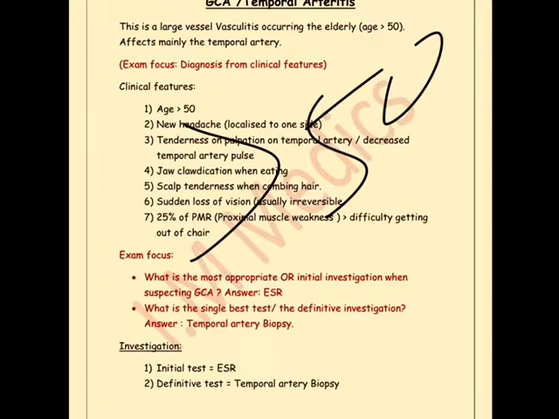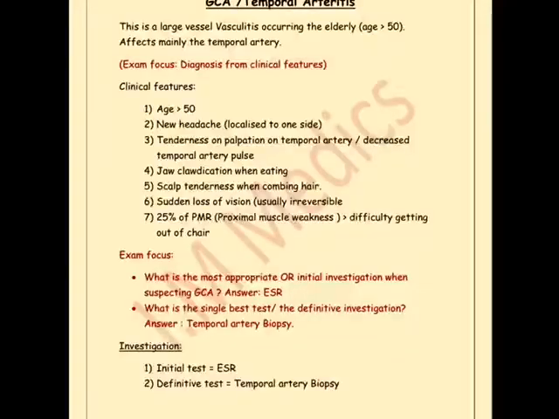Thirdly, this patient is going to have jaw claudication when they're chewing the food. If they want to give you an easier symptom, the patient will have scalp tenderness. When they're combing their hair, one side feels tender. When you palpate the temporal artery, it might be tender, or you may have decreased temporal artery pulse. So these features are very, very important for the diagnosis. In the Plab 1 exam, they ask you to pick up the diagnosis of GCA.